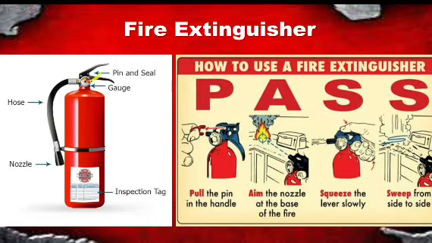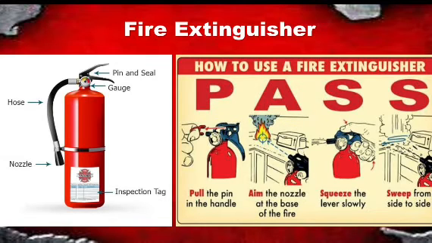So this one is called the pin and seal. These are the gauge, the hose, and the nozzle. This is the inspection tag. So how do we use a fire extinguisher? We have to remember PASS.